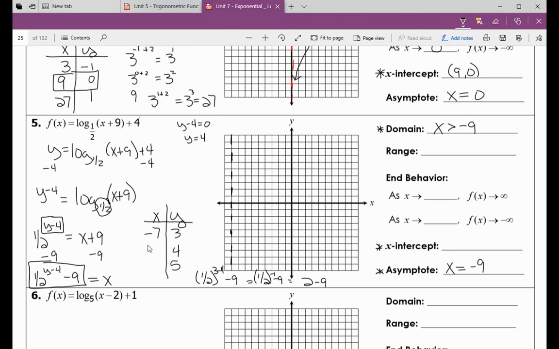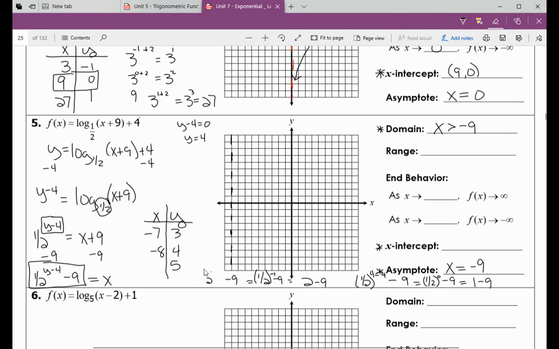Now I'm going to do the same thing with 4. That gives me 1/2 to the 4 minus 4 power minus 9, which gives me 1/2 to the 0 power minus 9, and 1/2 to the 0 power is 1, and 1 minus 9 is -8.